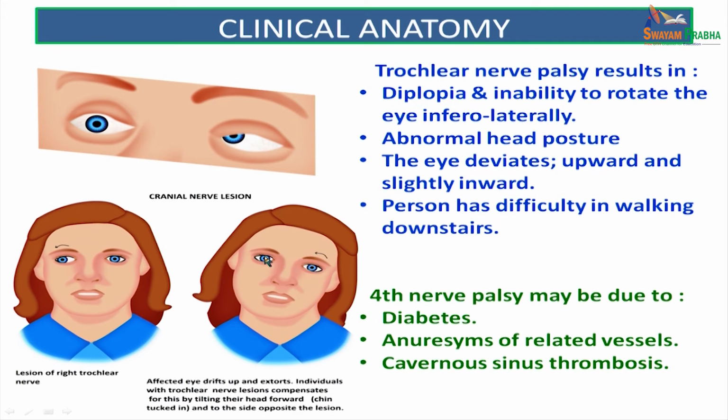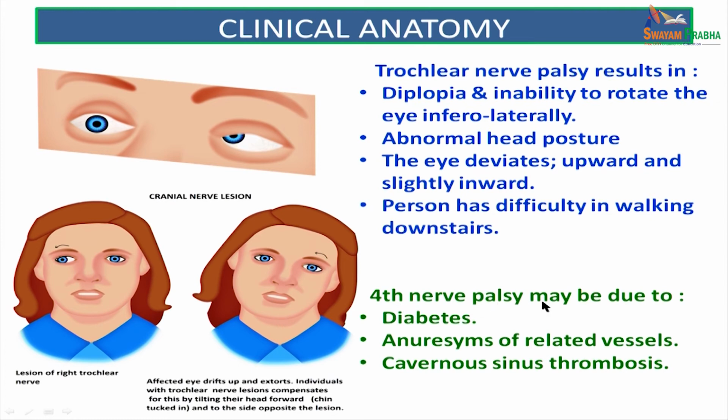To compensate for the vertical double vision, with the tilting of the head to the opposite side, the axis of both eyes is maintained by intorsion of the normal eye, so that the double vision is compensated with the tilting of the head and tucked in chin.